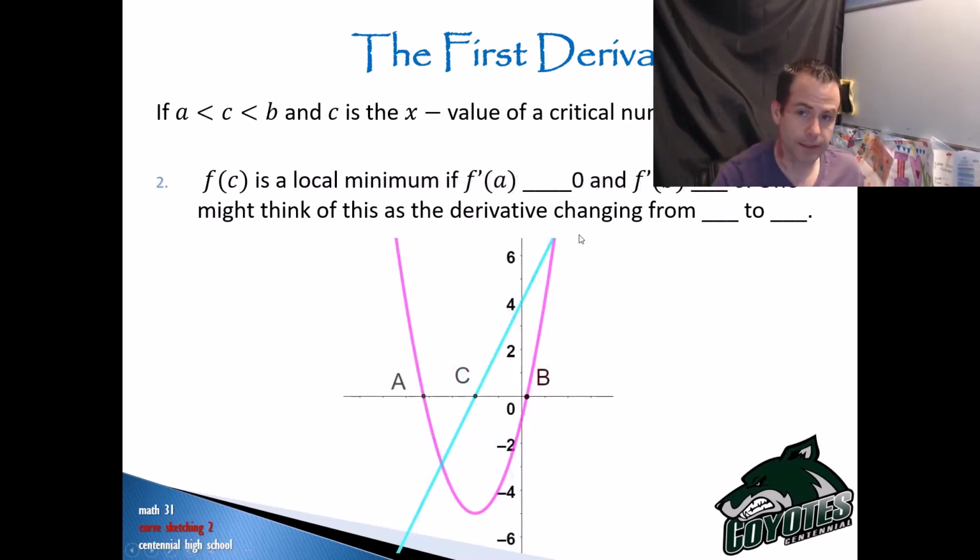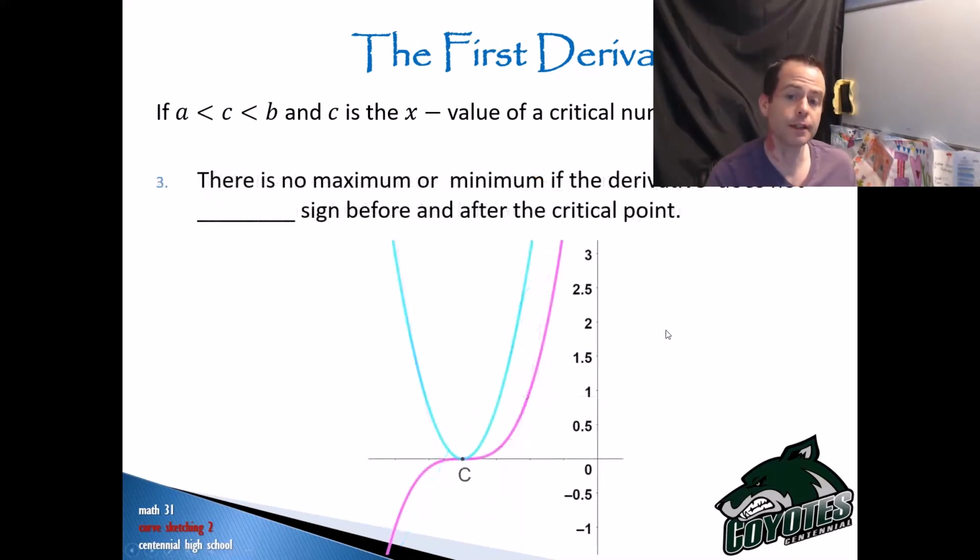Okay, again, the pink is the original graph and the blue is the derivative. So if the derivative changes from being less than 0 to being greater than 0, okay, then we have found a local minimum. And then if the derivative sign doesn't change, oh, sorry, I didn't finish that statement. One might think of this as the derivative changing from negative to positive, okay?